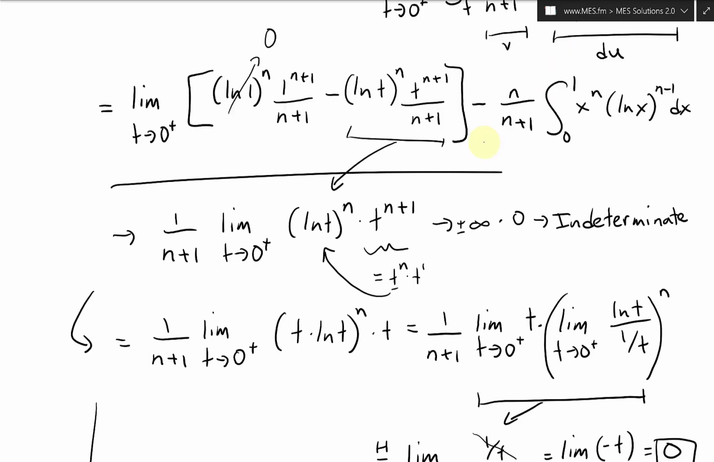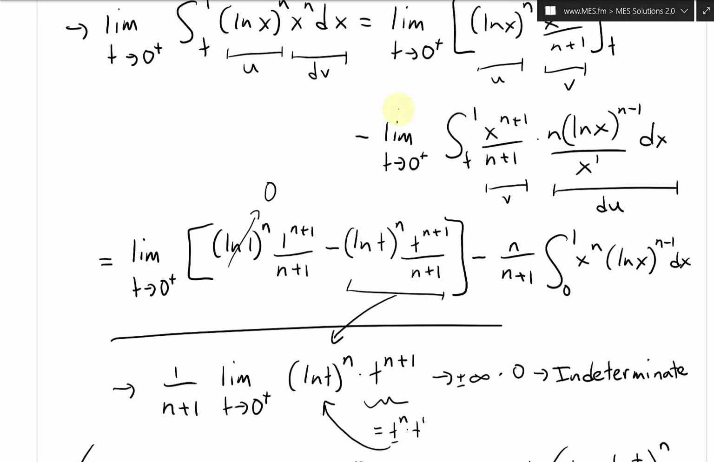So that means this whole limit, if we scroll up, this whole thing goes to 0. And this is 0, so then all we're left with is just this. This is all we are left with.